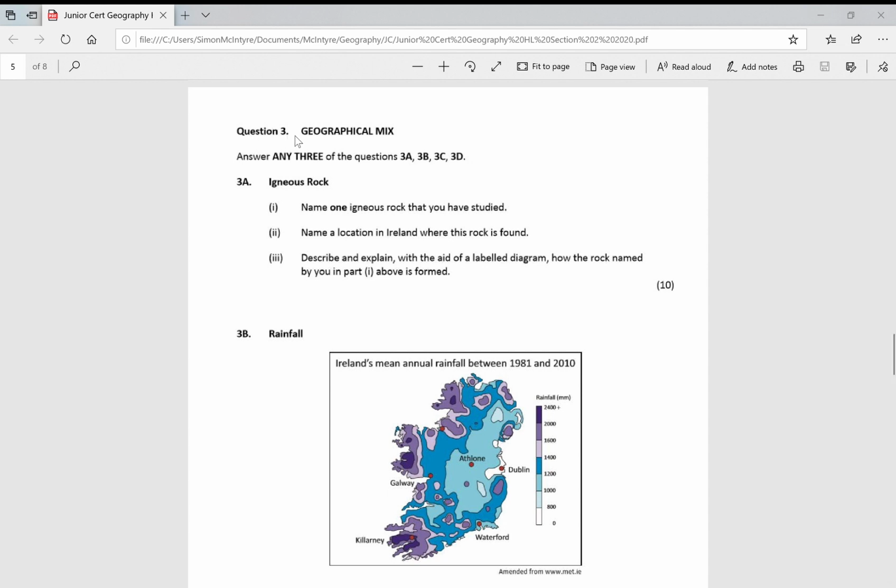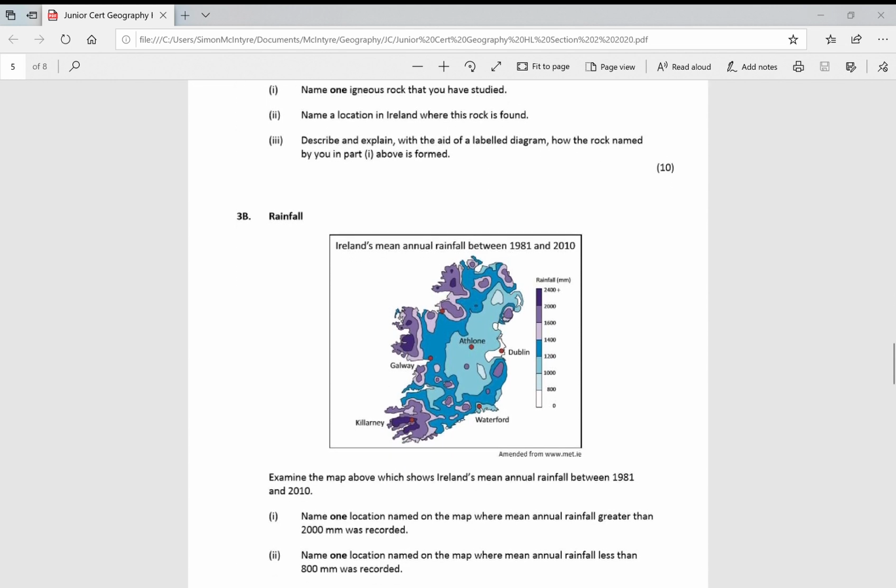Question 3, geographical mix. Answer any 3 of the questions: 3A, 3B, 3C, 3D. 3A, igneous rock. Part 1, name one igneous rock that you have studied. Part 2, name a location in Ireland where this rock is found. Part 3, describe and explain, with the aid of a labelled diagram, how the rock named by you in Part 1 above is formed.